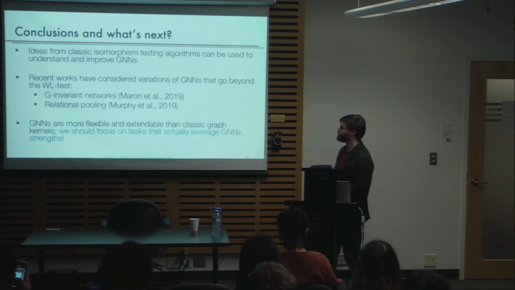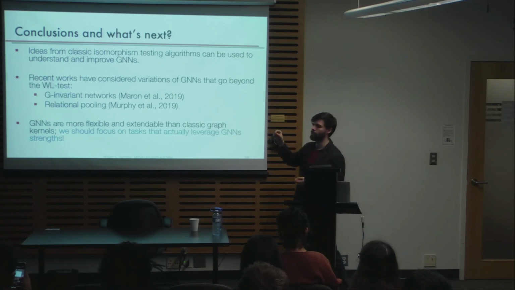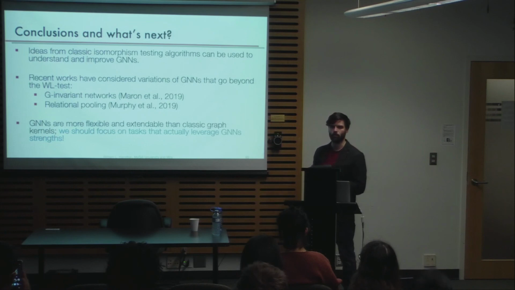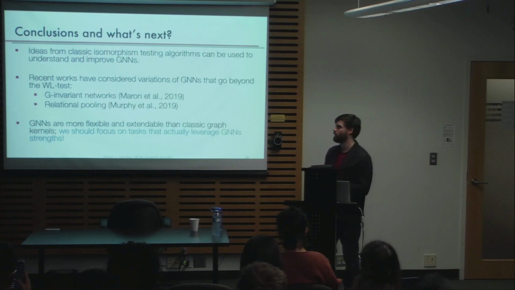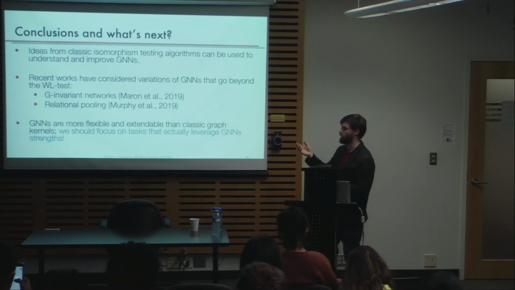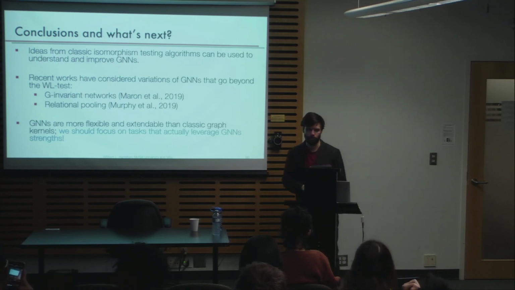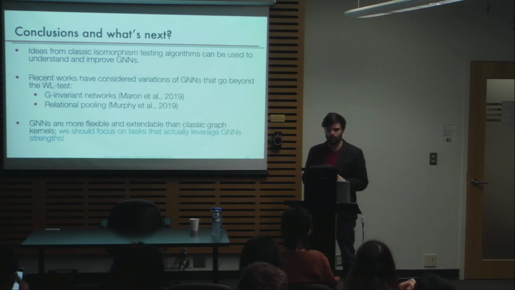And I want to also mention work by Haggai Maron and Weisfeiler-Leman on what are called G-invariant networks, as well as work by Ryan Murphy and Bruno Barbero, which give other variations of graph neural network-like models that are provably more powerful than the graph neural nets that we describe in this work. So there's been really interesting follow-up work in this space, some of which are actually doing a lot better on empirical benchmarks.